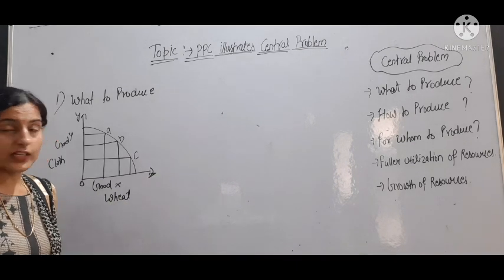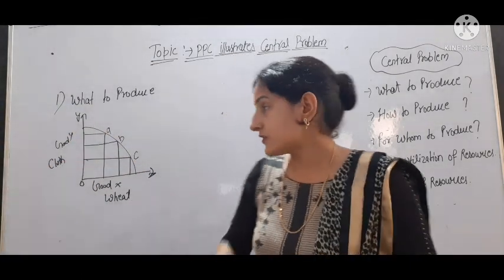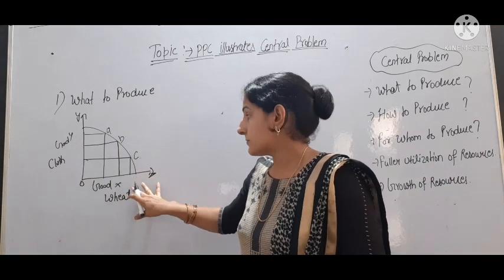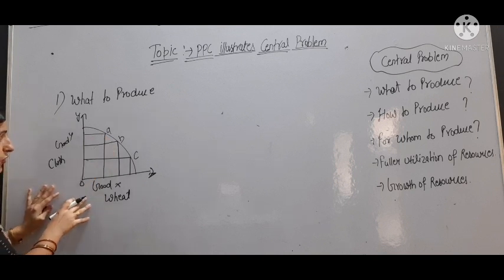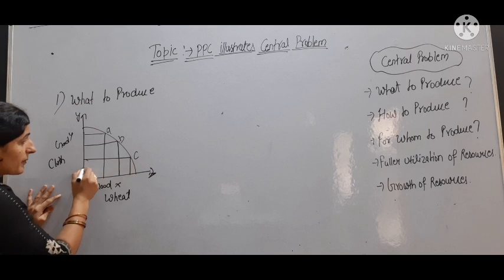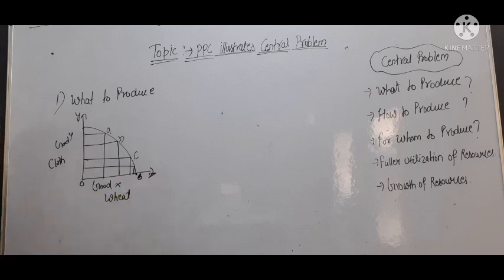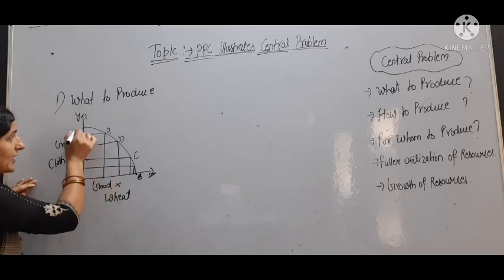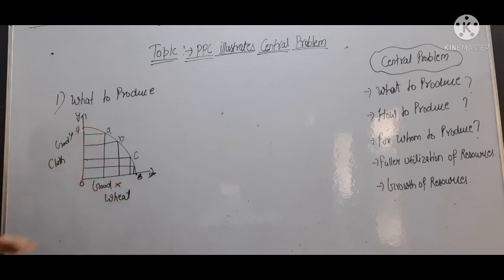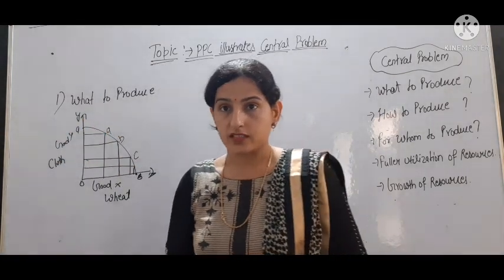So that is what to produce. This PPC also tells us what combination should be produced in the economy. PPC tells us that we can produce two goods by fuller utilization of resources. So combinations A, B, C, and also we can make D. This point tells us that only wheat is produced in the economy and nothing of cloth, and this point tells us that only cloth is produced in the economy and zero wheat. But we can choose the combination which is appropriate.